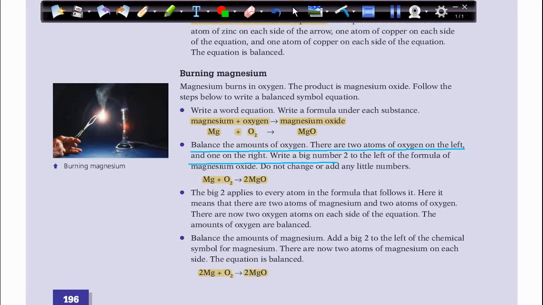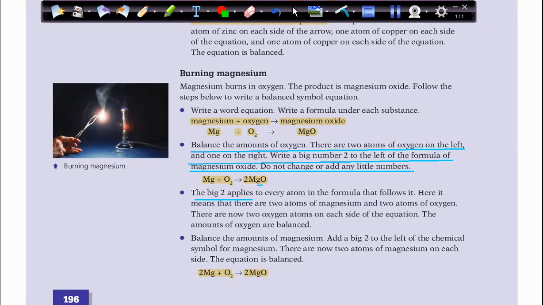Write a big number 2 to the left of the formula of magnesium oxide. Do not change or add any little numbers. I cannot add little numbers like Mg2. In this case, I'm going to change the whole formula, the whole product. So what's the meaning of the big 2?